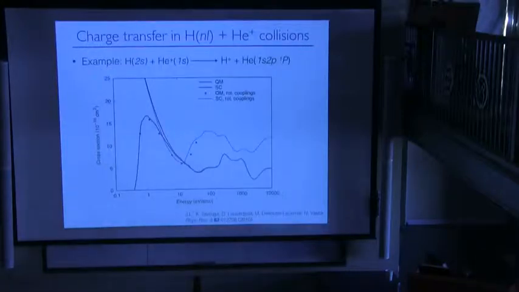Now for the reaction that I wanted to talk about, hydrogen in excited states plus helium plus. Here is an example of a state-to-state cross-section. You start from hydrogen 2s, and you end up in helium 1s 2p. You have several things on this graph. It's the cross-section as a function of energy. In black, you have the cross-section calculated using quantum mechanical methods. And in red, the same cross-section but using semi-classical methods.